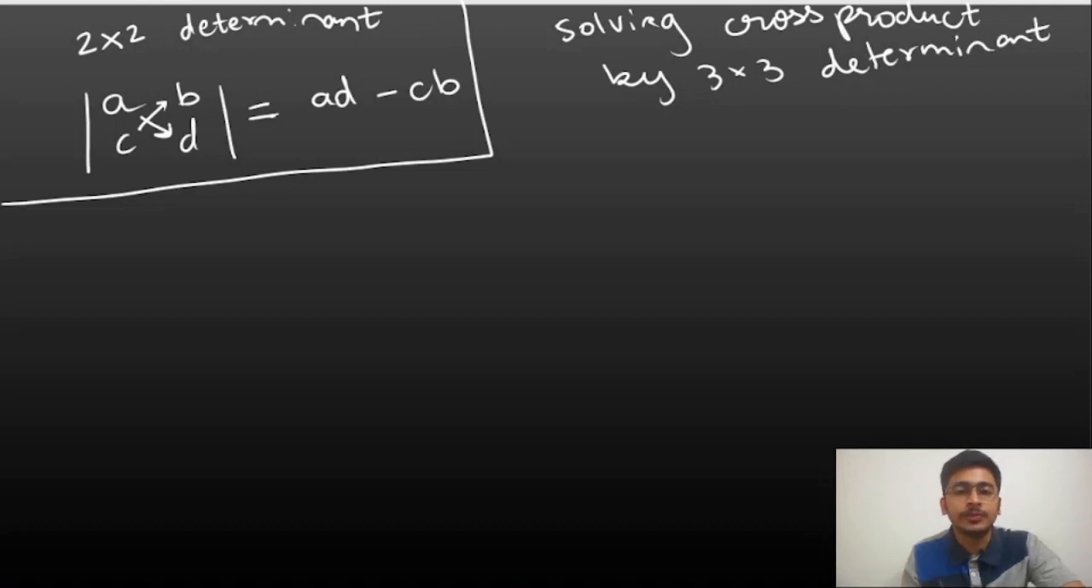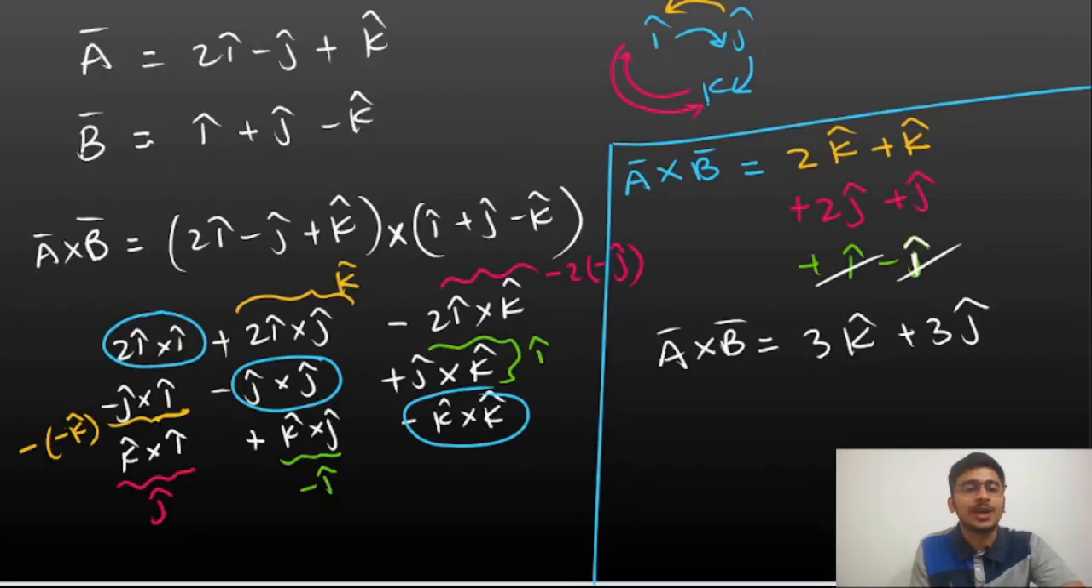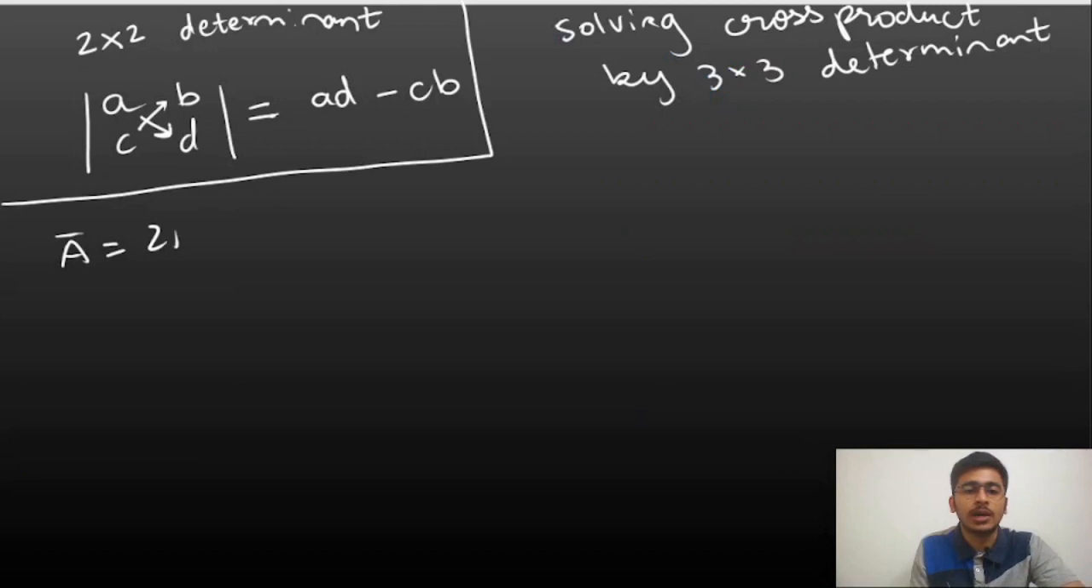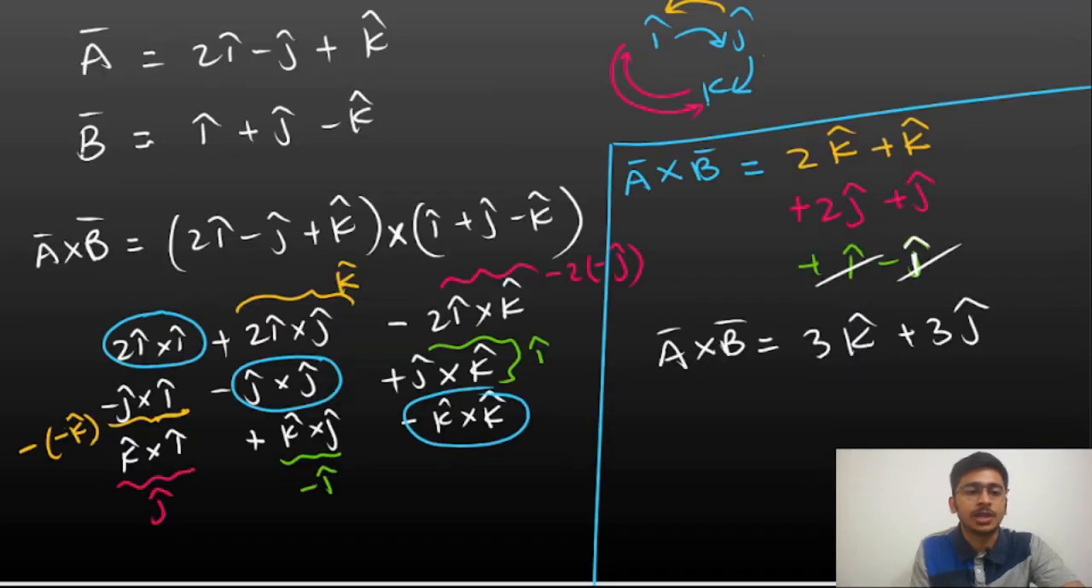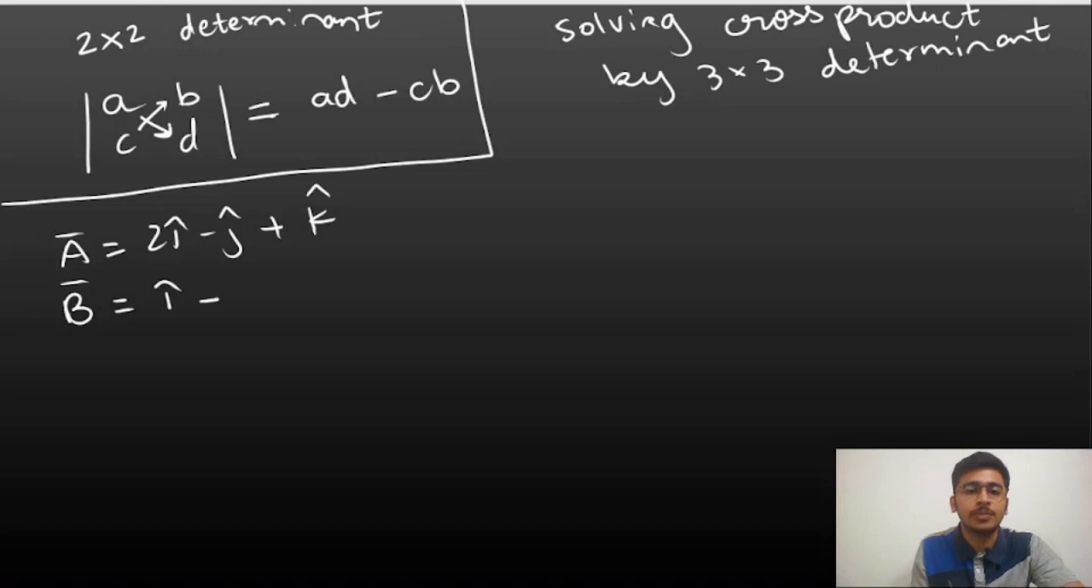How do we do it? First of all, we write what A and B are. Let my first vector be 2i cap minus j cap plus k cap. So I'll write down 2i cap minus j cap plus k cap. Then I'll write B vector to be i cap plus j cap minus k cap.